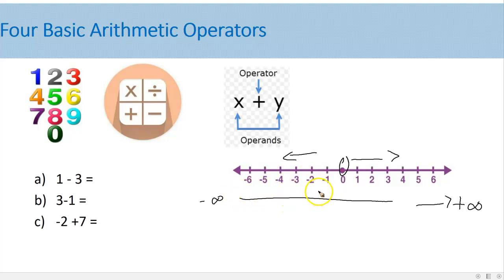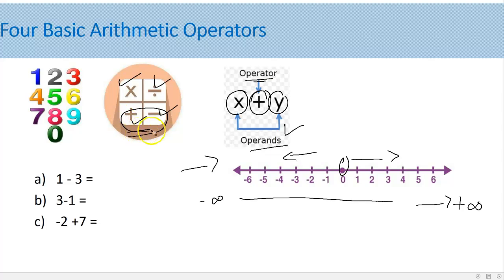When dealing with the number line, you are going to have at least two numbers. These two numbers we normally call the operands. The sign that actually manipulates our expression is called the operator. For example, here we have x plus y. The plus sign that we have here is called an operator. It can be a multiplication sign, division, minus, or addition sign. But for the number line, we are normally dealing with addition and subtraction. So how do we perform addition and subtraction on a number line?